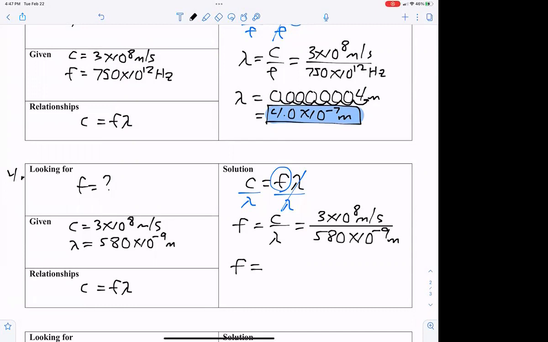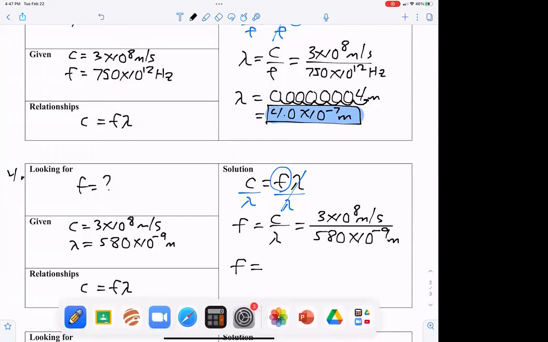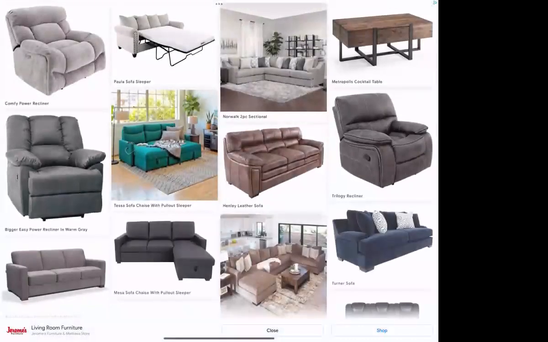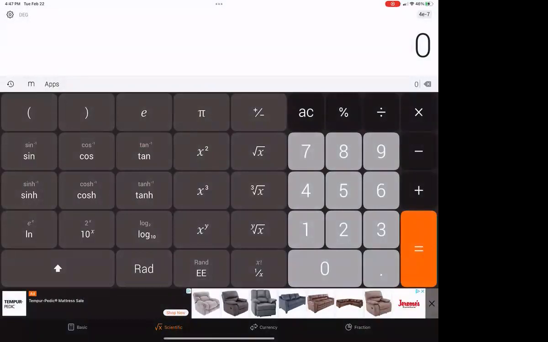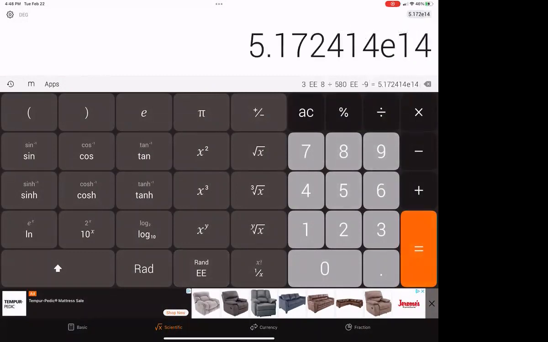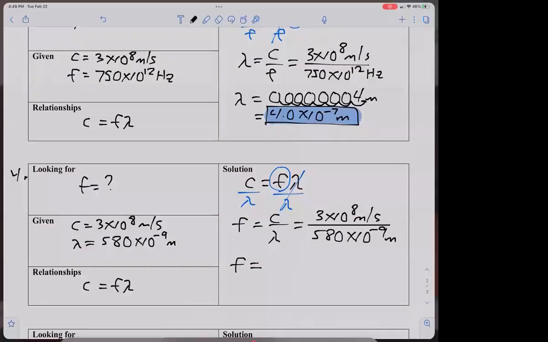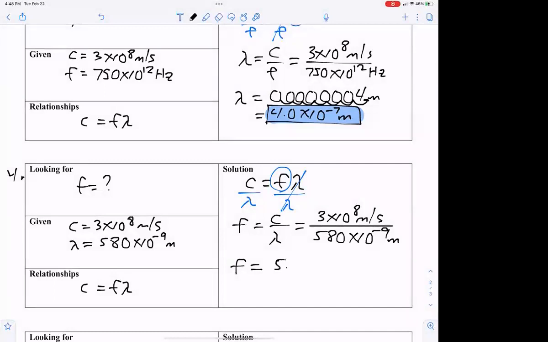Okay, let's try putting that in our calculator. Okay, so we have 3 times 10 to the 8 divided by 580 times 10 to the negative 9. And we get about 5.17 or 5.2 if you want to round it up, times 10, E14 means times 10 to the 14. So 5.17 times 10 to the 14 hertz.